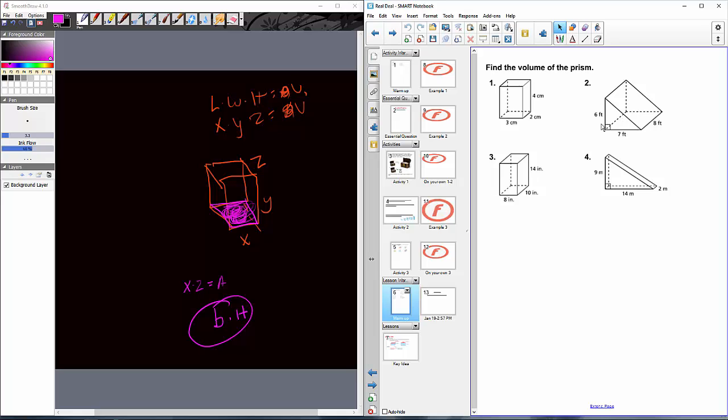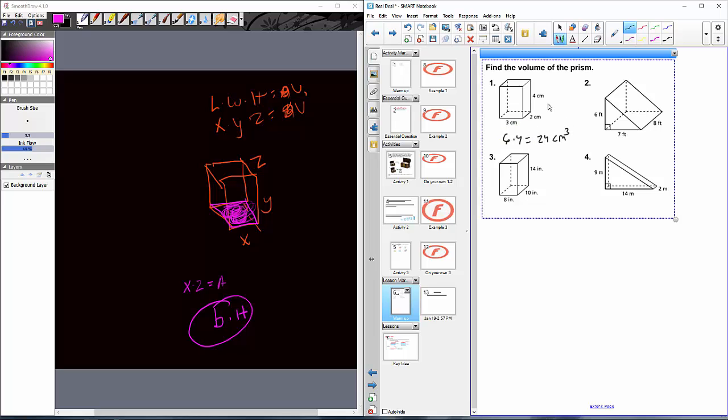And we know how to figure out the base, don't we? So if I look at this one here, for instance, this is like a 2 by 3, and then it's 4 high. So let me just write this down. My base is 6 times 4. So that equals 24 cm cubed. And there it is. For this one here, let's look at the base and figure this out. So this is 42, let's say, divided by 2, so it's 21. That's my base, times 8. And when I do that, I get 168.